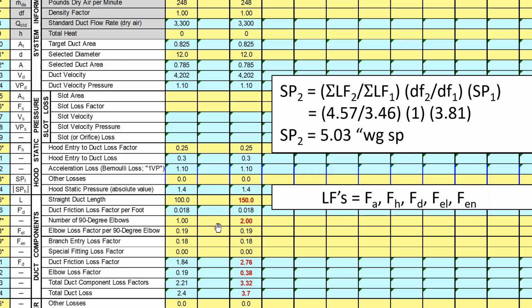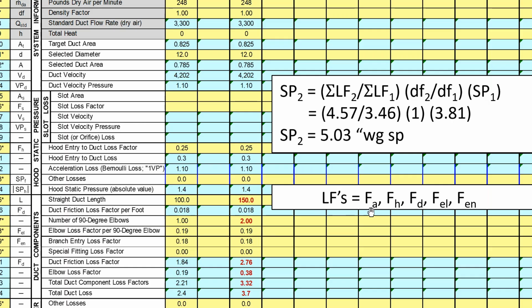F sub L, we didn't change our elbow, but we did change the quantity of elbows. So while each elbow has an F sub L of 0.19, since we now have two elbows, the cumulative for our elbows is now 0.38. So this guy goes to 0.38. F sub N stays the same. We only have one branch entry.